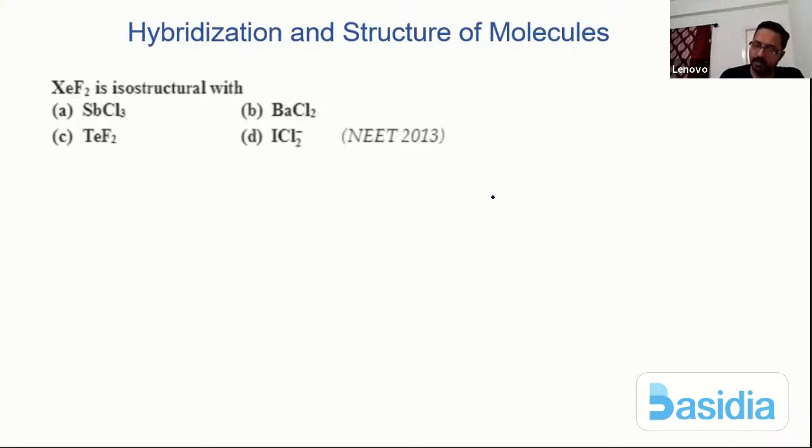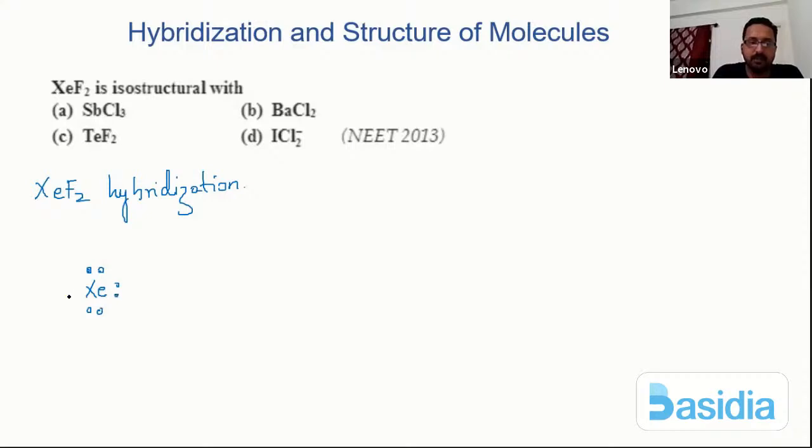Now again, it is very important that we first know the XeF2 hybridization over here. For that we should be knowing the Lewis structure, and then understand how many fluorines are attached. One fluorine you will find here, one fluorine you will find here. So how many lone pairs of electrons do I find here now? 1, 2, combined together 3. So I understand there are 3 lone pairs of electrons.